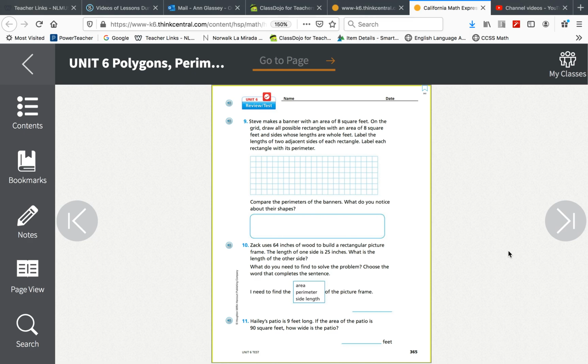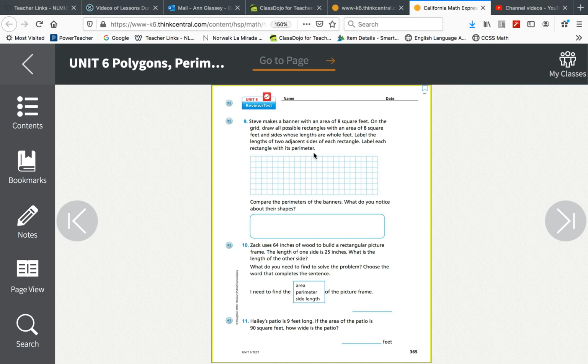Steve makes a banner with an area of 8 square feet. On the grid, draw all the possible rectangles with an area of 8 square feet and sides whose lengths are whole feet. That means you can't cut off half of a square. Label the lengths of 2 adjacent sides. Adjacent means they come together at the corner, so this side and this side.